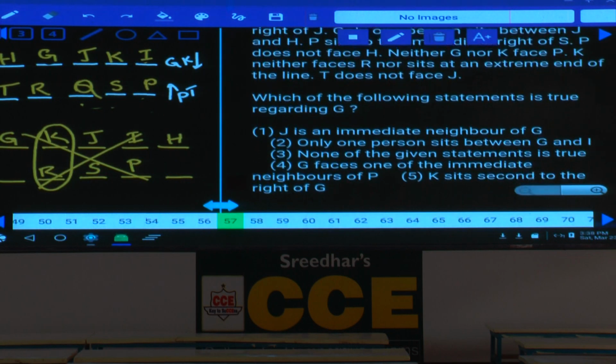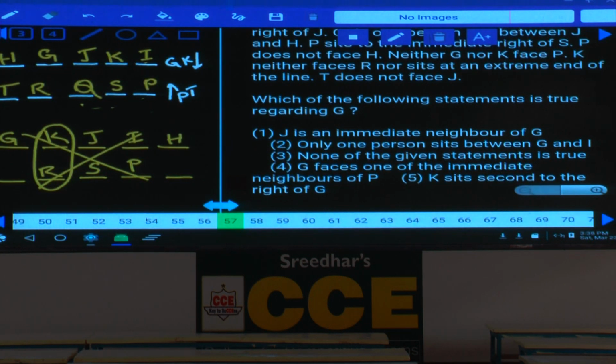Then, which of the following statements is true regarding G? J is an immediate neighbor of G, true or false? Definitely true. J is an immediate neighbor of G.